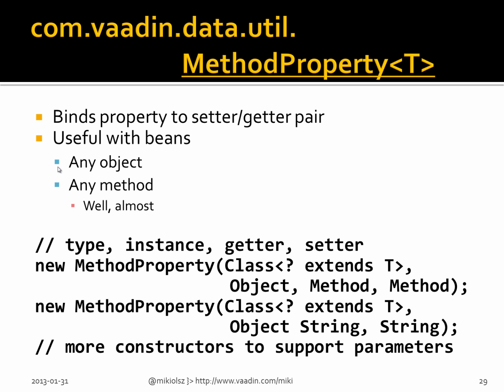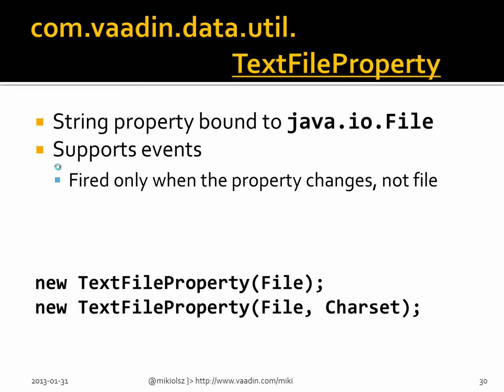They can be either methods that you get from reflection, or they can be just names of the methods with strings. And there is a bunch of other constructors that support getting the properties from parameters, and I just refer you to documentation if you are interested.